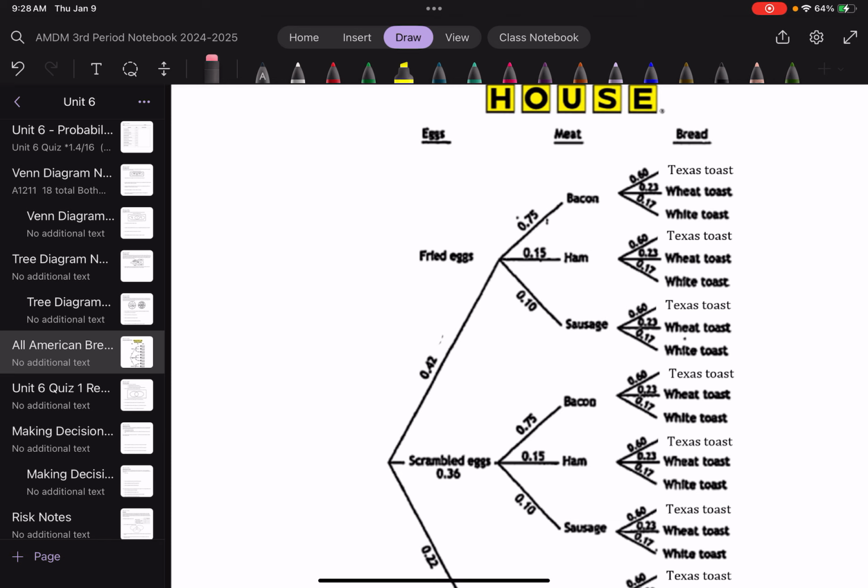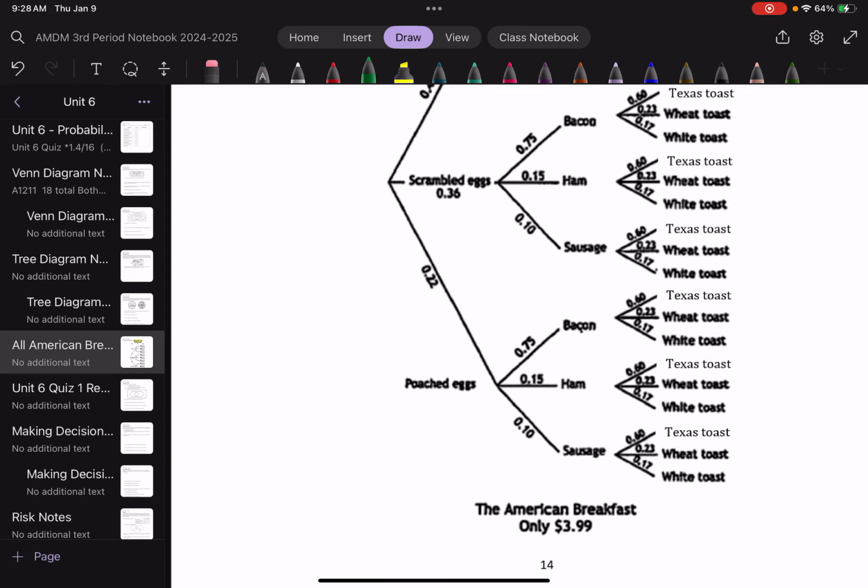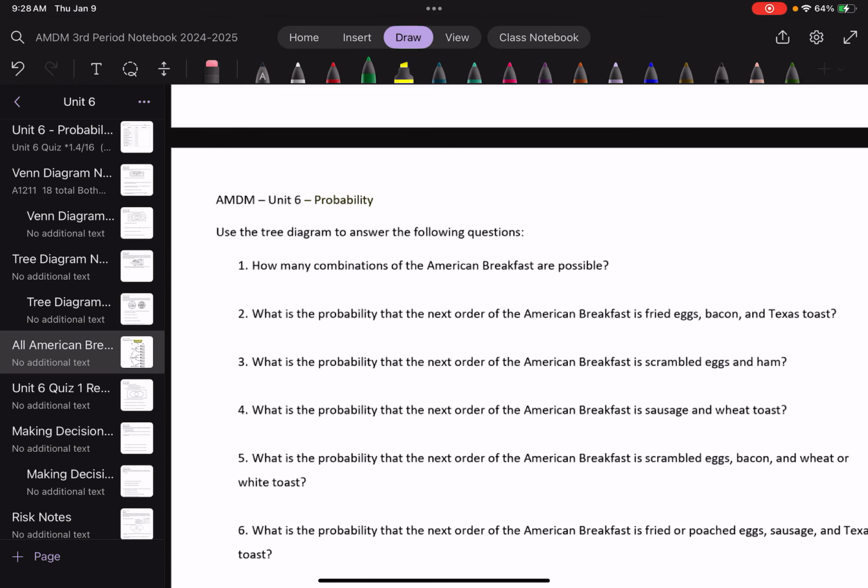We still need to see how many possible combinations there are. I have 3 egg options, 3 meat options, and 3 bread options. The question below asks how many combinations of the American breakfast are possible. That's just 3 times 3 times 3, which gives you 27. Written out, we've got 3 times 3 times 3, giving us a total of 27 outcomes.